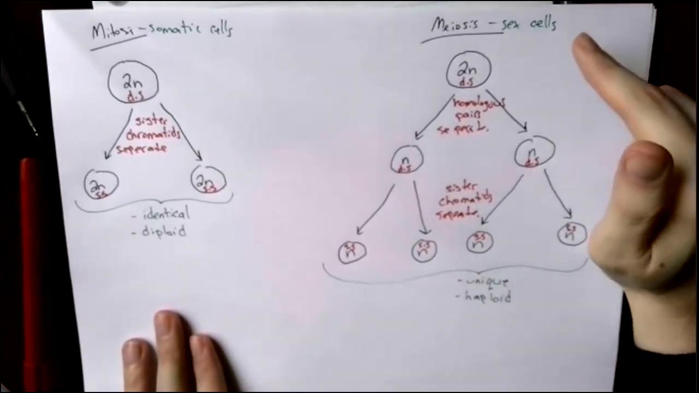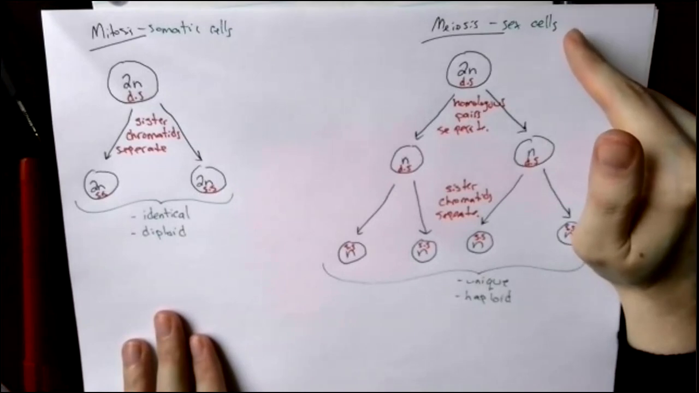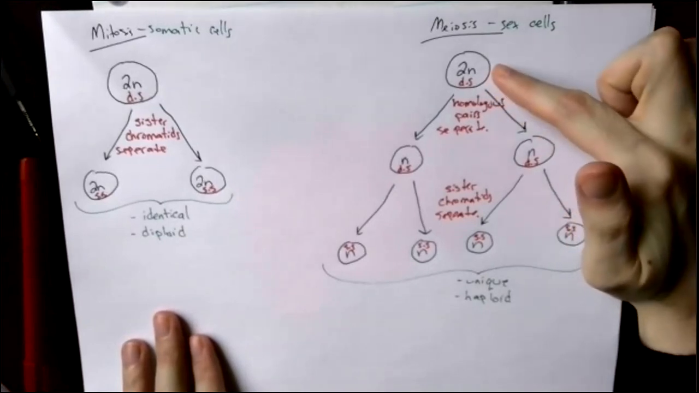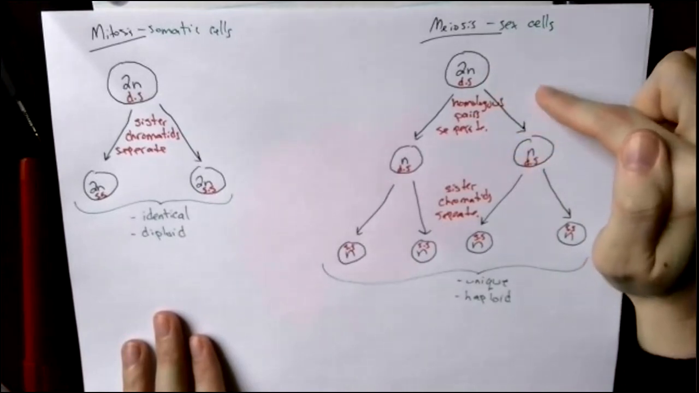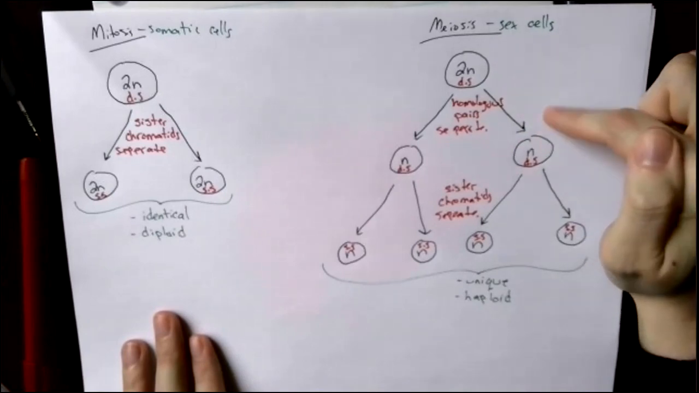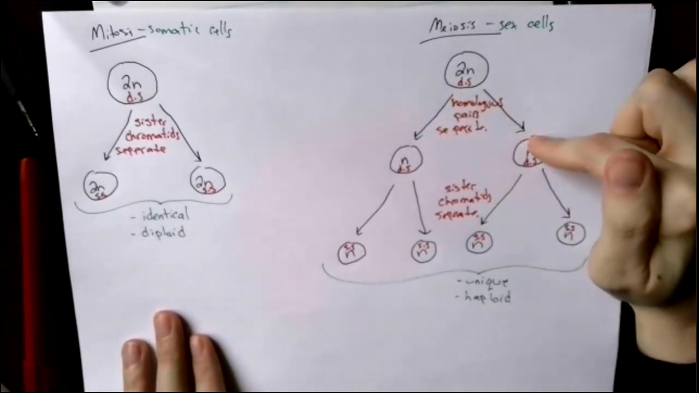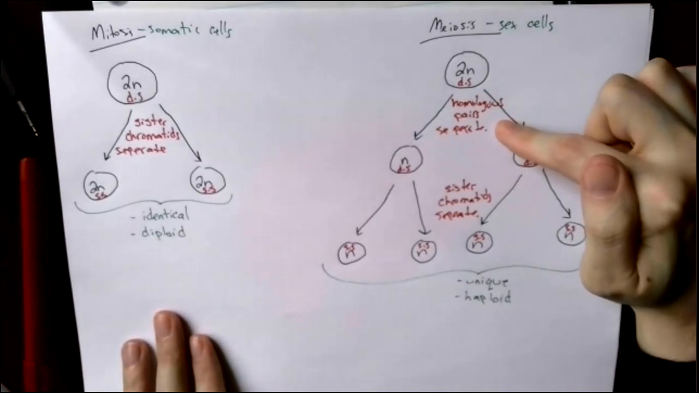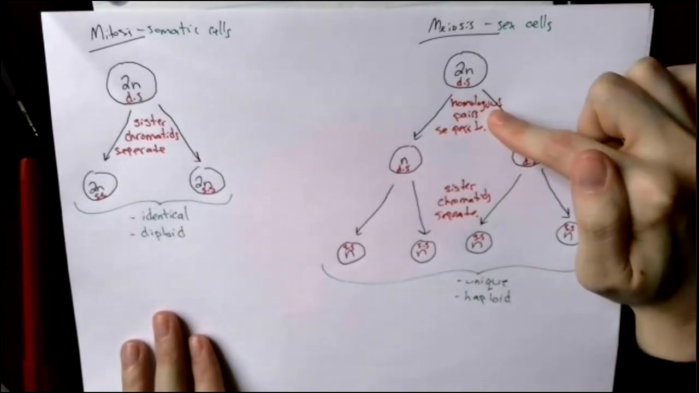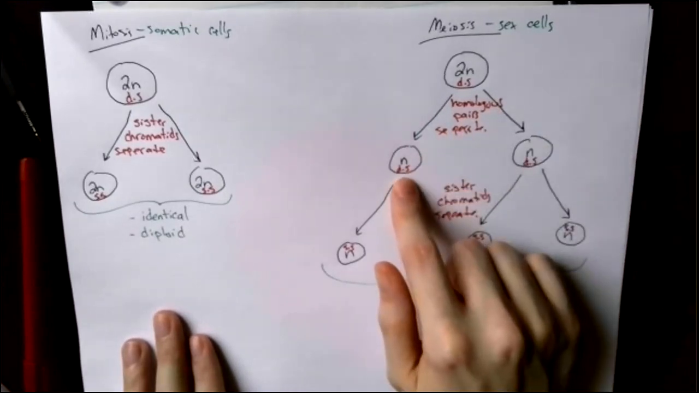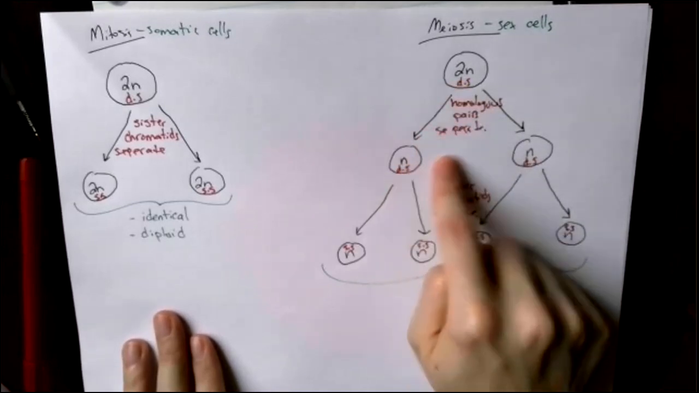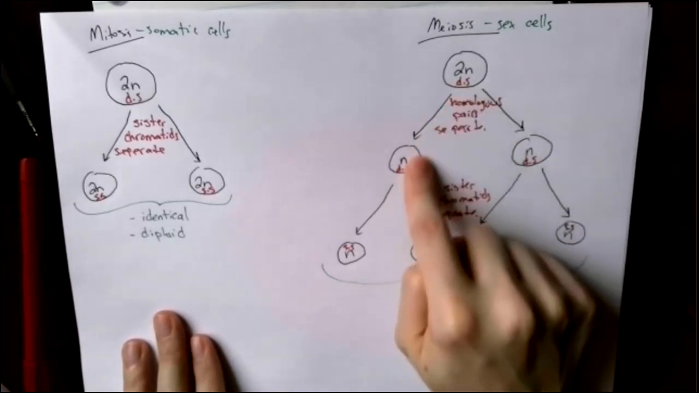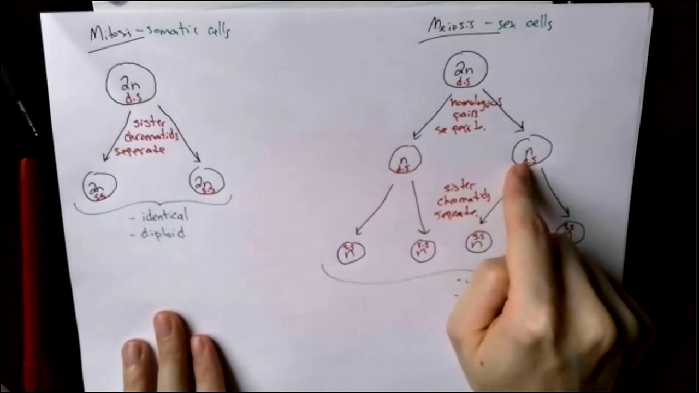Meiosis, on the other hand, happens in your sex cells. It's how we make our sex cells. In this case, the parent is diploid, so 2N, and double-stranded. And then during the first part of meiosis, which is what this first set of arrows represents, you have a separation of the homologous pairs. So that says homologous pairs separate. That is how we go from diploid to haploid. So we went from 2N to N, but we're still double-stranded. These are both still double-stranded.